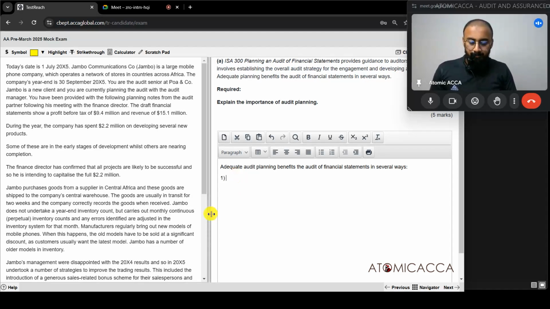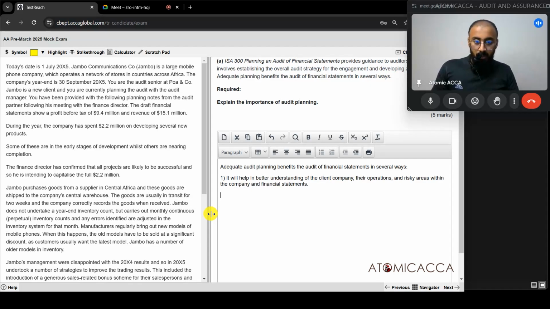So number one, the first one was understanding the client properly. It will help in better understanding of the client company, their operations, and risky areas within the company and financial statements. Once we understand the risky areas, how is it going to be helpful?